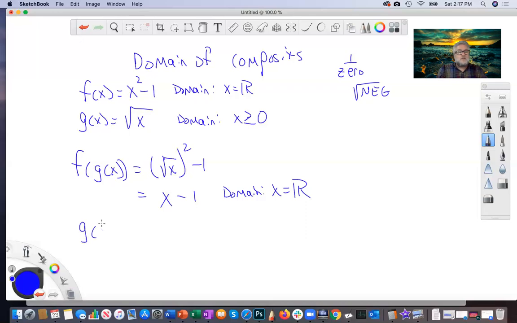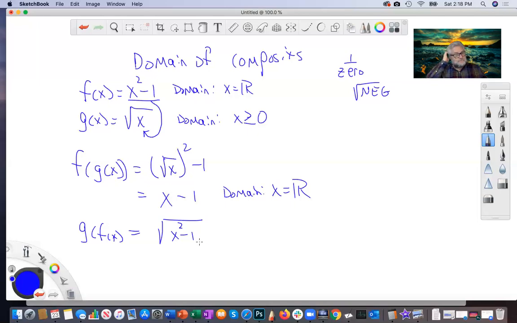But if I do g of f of x, I'm going to take f and plug it in wherever I see an x in the function g. So here's g, and I'm going to take this and plug it into g. So I'm going to get the square root of x is going to be x squared minus 1 now. I'm going to replace x with x squared minus 1.